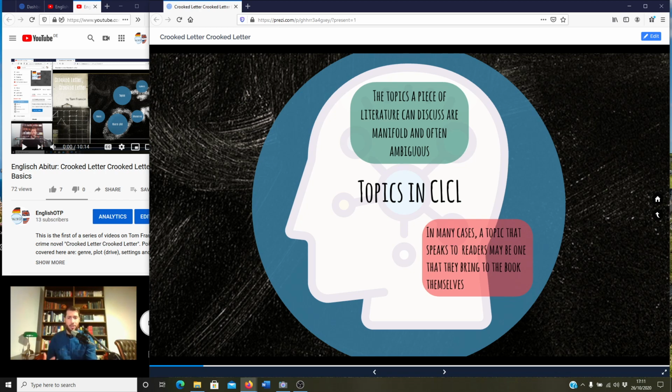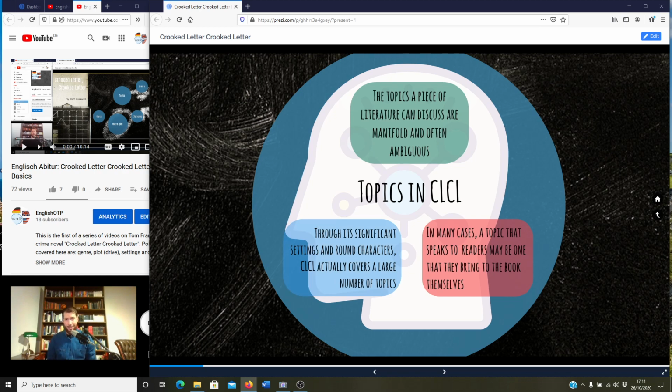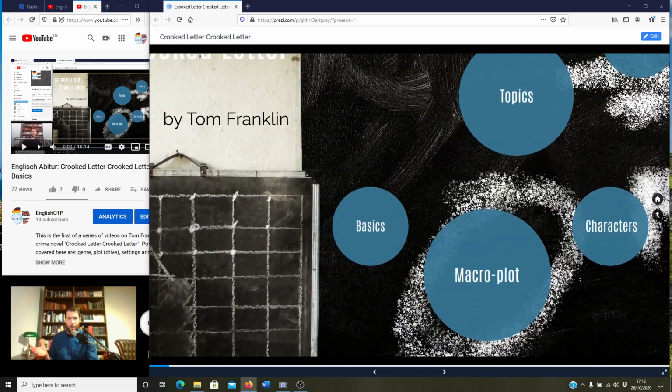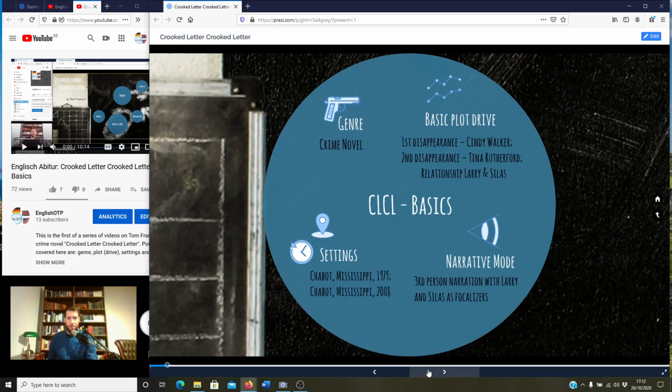And the third point, and that's a more general point for Crooked Letter, is that through its significant settings and round characters, Crooked Letter actually covers a large number of topics. Quickly jumping back to our basics, if you have a look at the settings over here, the settings themselves already bring so many topics into the novel that we can see that this novel is really rich in topics. So we're talking about Chabot, Mississippi, so the American South, in 1979, not even 10 years after segregation was ended.